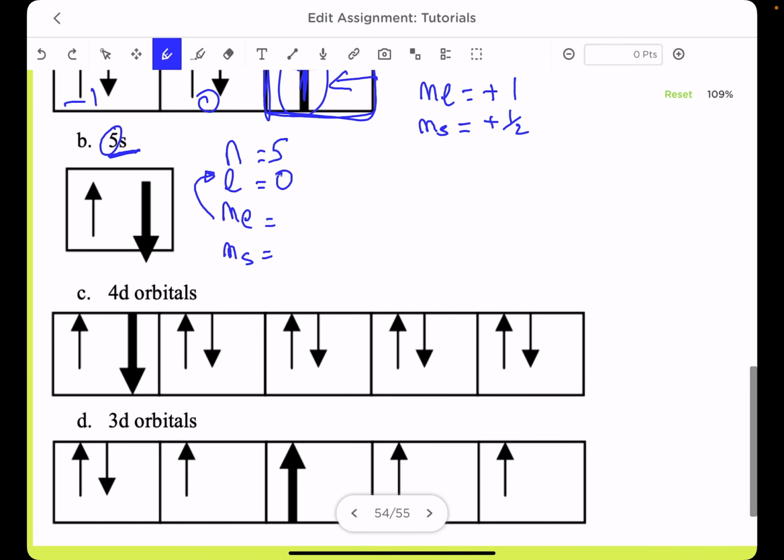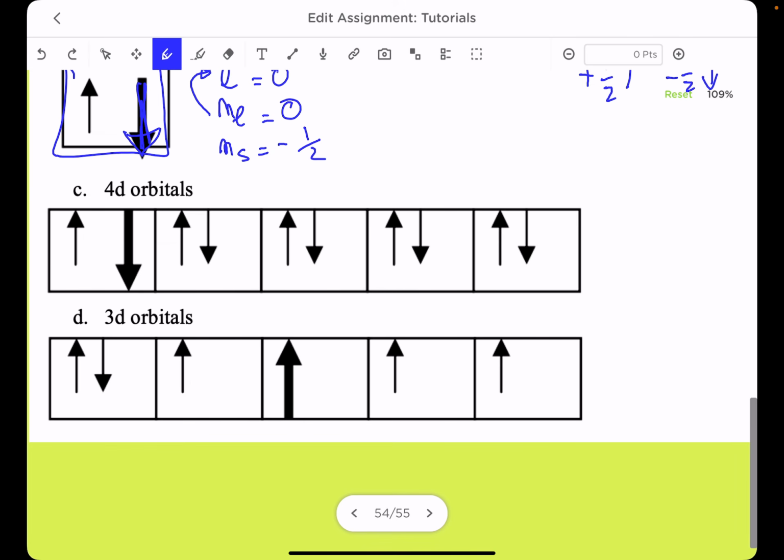ML is always related to the L. And since L is 0, therefore this ML is equal to 0. And it's just one box. Now the MS, I look at the direction of the arrow. It's pointed downward. And MS has 2 values, either plus half when the arrow is upward or minus half when the arrow is downward. And this one is downward, so MS over here is negative half.